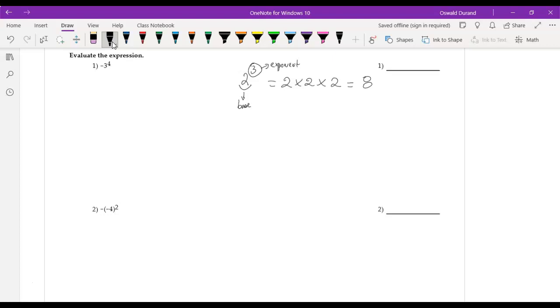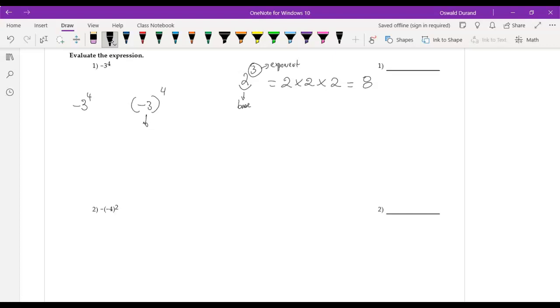The first problem here we have to be careful with, because there is a difference between negative 3 to the power of 4, and negative 3 in parentheses to the power of 4. There is a huge difference between those two, because these two problems have different outcomes, or answers.